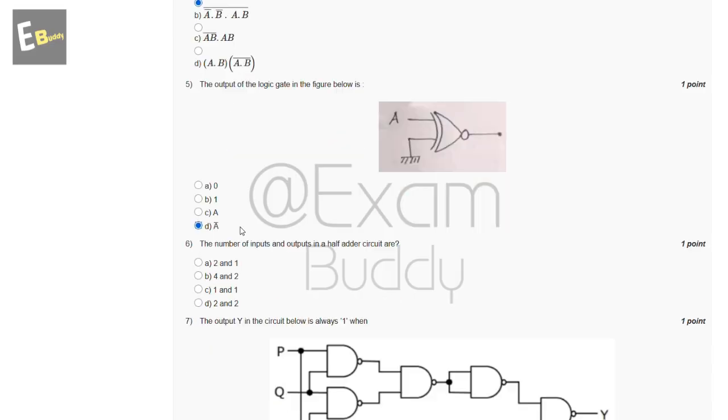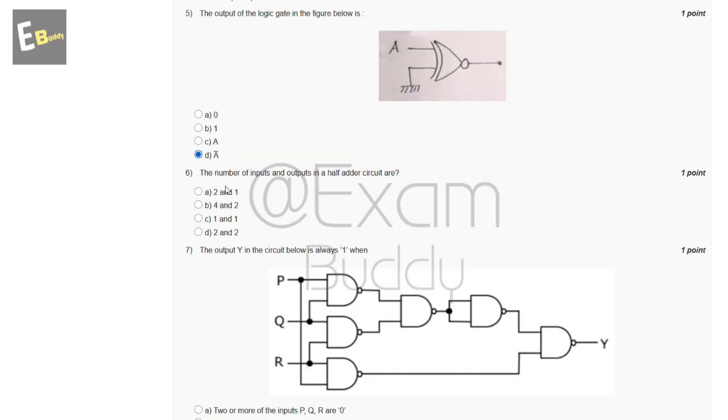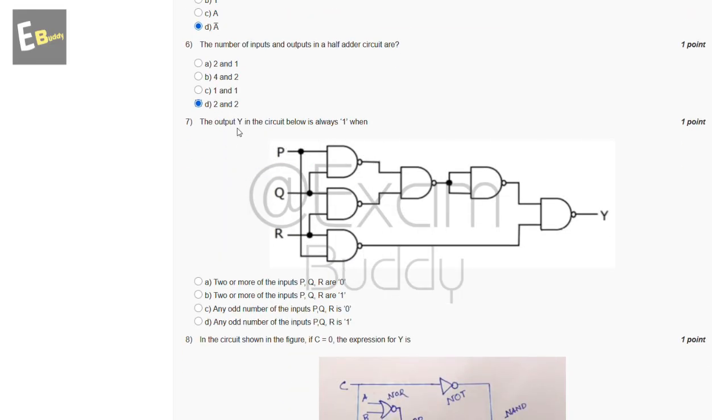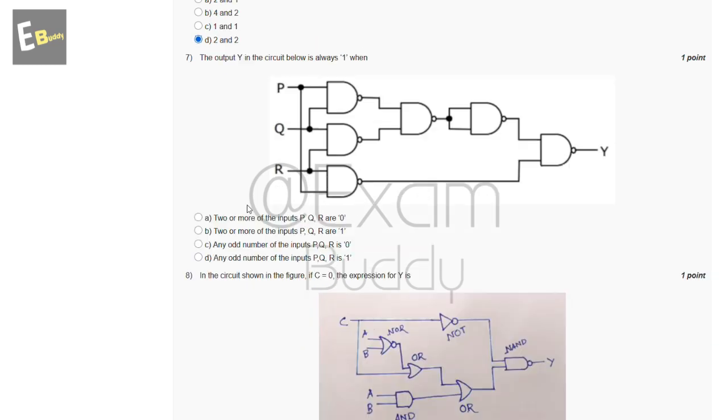A bar. Now the sixth question is the number of inputs and outputs in a half adder circuit are. These are the options and the answer of our sixth question is D, 2 and 2. Now the seventh question is the output Y in the circuit below is always 1 when? These are the options and the answer of our seventh question is A, 2 or more of the inputs P, Q, R are 0.